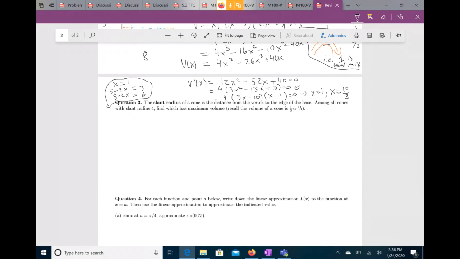Okay, so the slant radius of a cone is the distance from the vertex to the edge of the base. Among all cones with slant radius 4, find which has maximum volume. All right, so what this means, if you have a cone, it's basically saying that the length from the top of the cone to the side is 4. That's the slant radius.